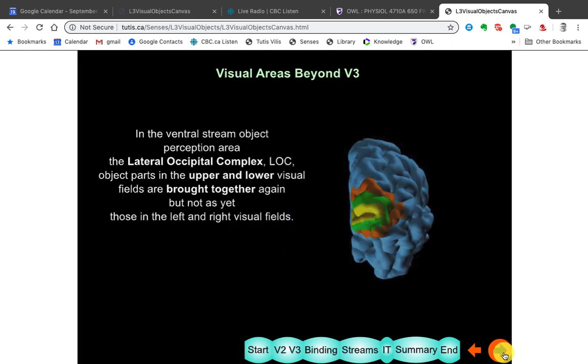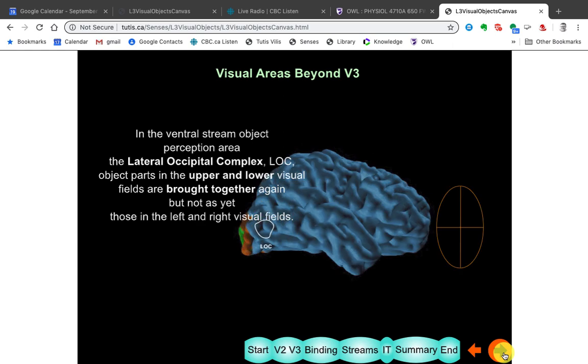A structure called the lateral occipital complex, LOC, here on the side, you can see that this is where V3 is. This is an important area for determining what that object is, or that it is an object. And what it does is bring together, LOC brings together the upper and lower visual fields.